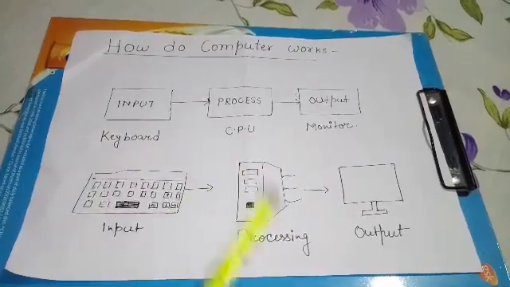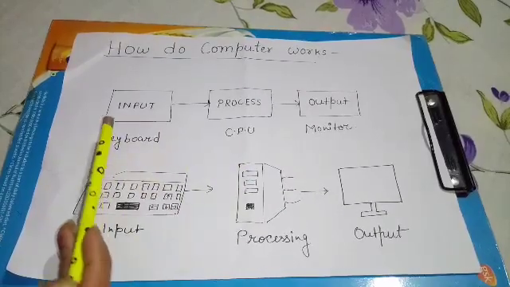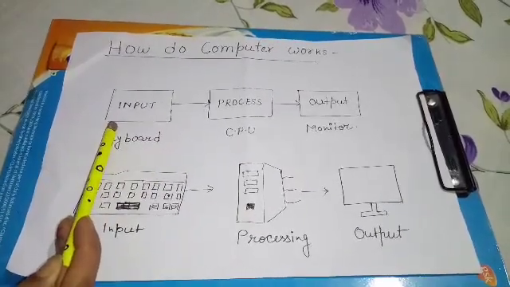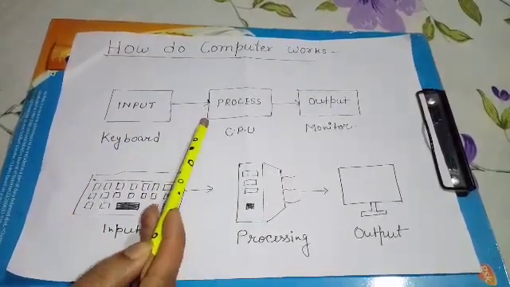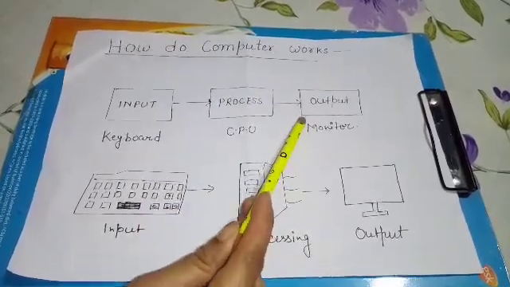Now, you see this screen. Here are three boxes. First box is the input box. Second box is the process box. And our third box is the output box.